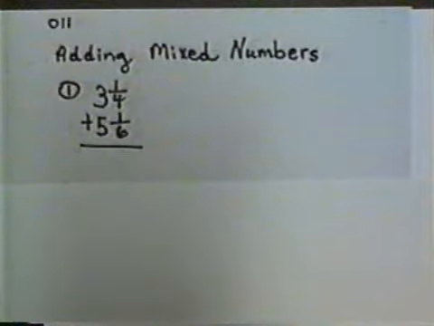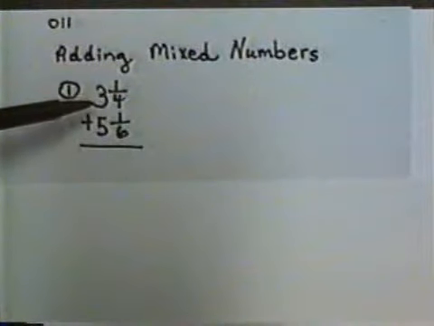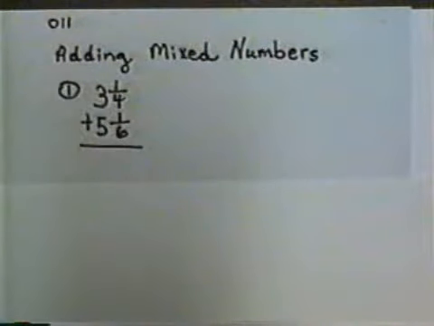Now we'd like to add some mixed numbers. Okay, remember, mixed numbers are numbers that are made up of whole numbers and fractions. So we're going to add 3 1/4 and 5 1/6. Now what we'd like to do is add our whole numbers together and add our fractions together.